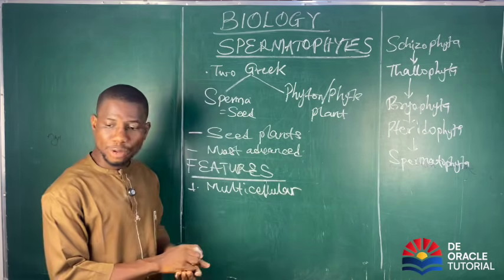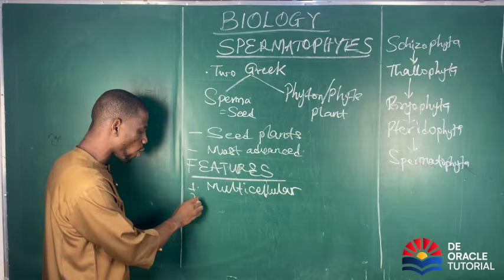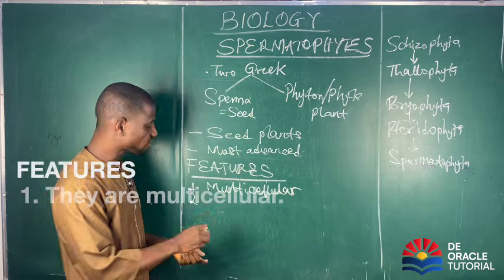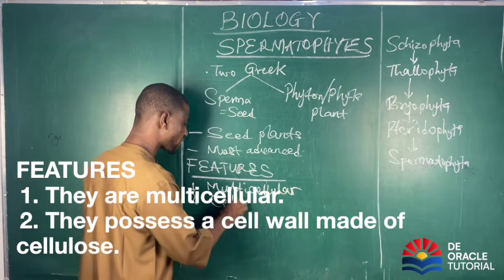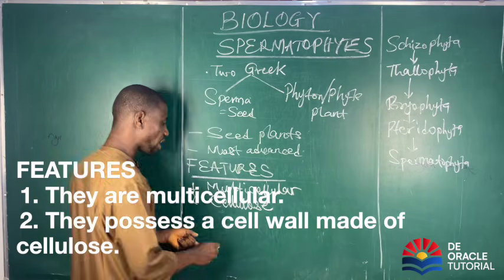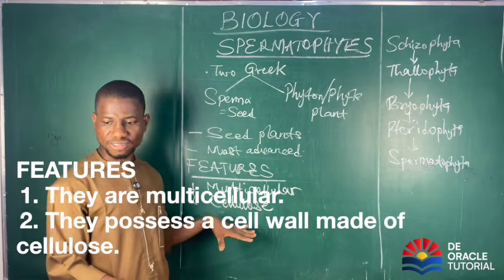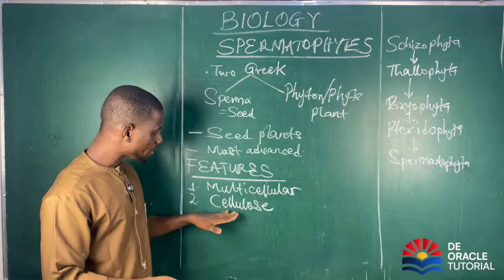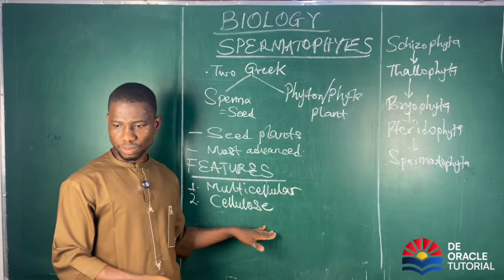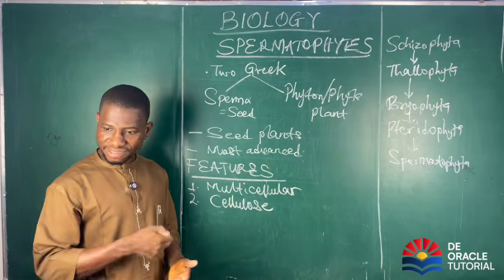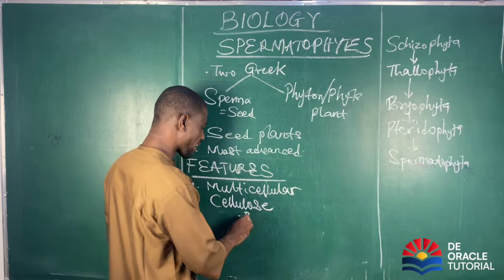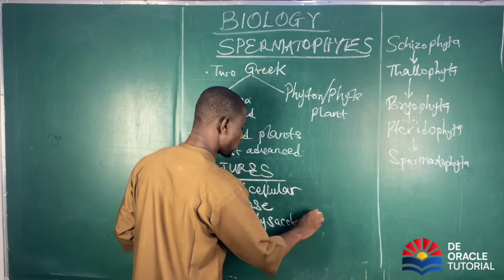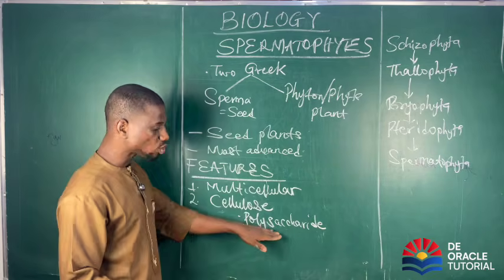Now, as plants, then we have cell wall. But that cell wall will be made of a material called cellulose. So their cell wall is made of a material called cellulose. Now the next point you should know is the meaning of the term cellulose. What is cellulose? Cellulose is a polysaccharide. The word saccharide simply means sugar. So we have many sugars in it.